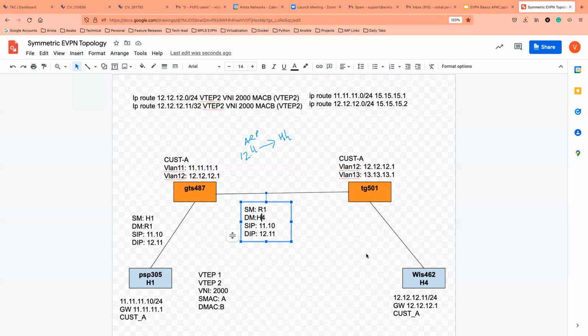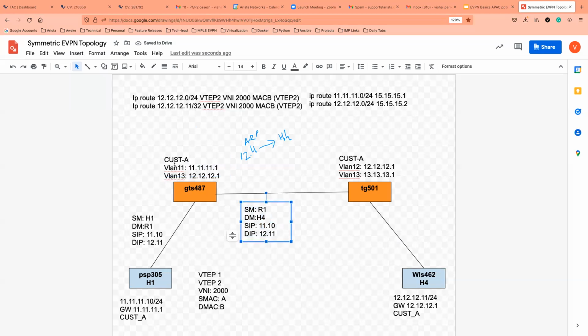Right now, let's discuss this, where you have both SVIs present. Is this correct, right? Is there any change on this? Does anyone have a different thought? No, right? Okay.